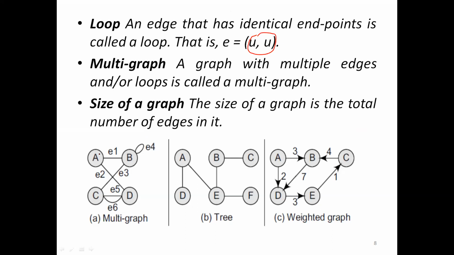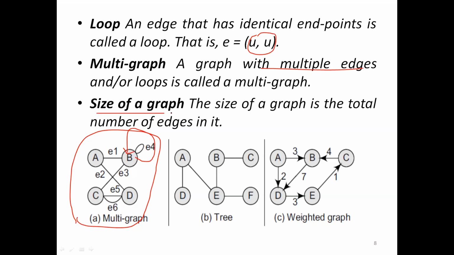You can look at this graph. The first diagram is a multigraph. A graph with multiple edges or loops is called a multigraph. You can have a loop here, right? I'm starting from B and reaching the same B. That is called edge E4. I have assigned the label also. And you can find it here also, so having multiple edges.